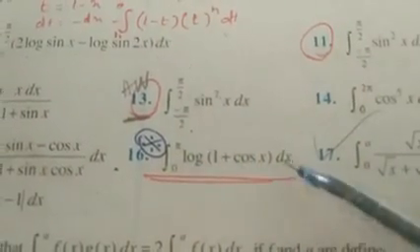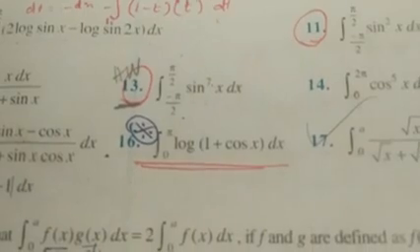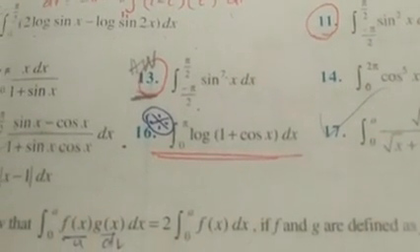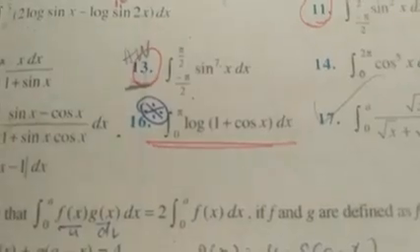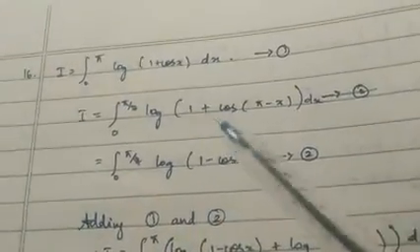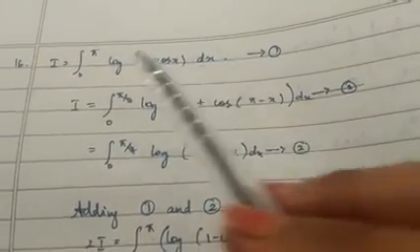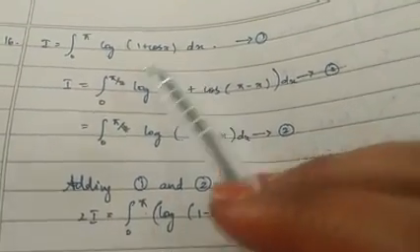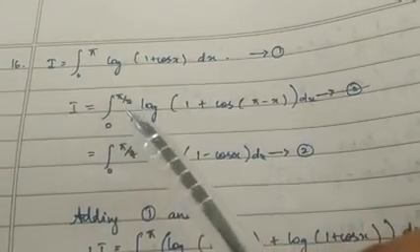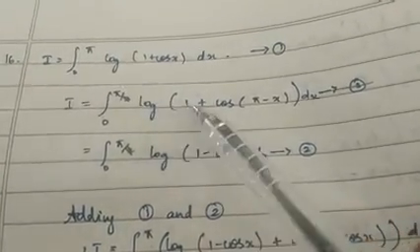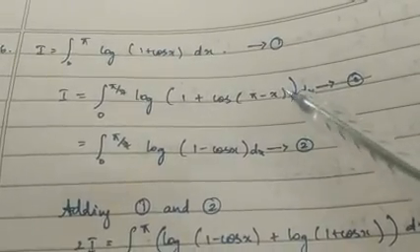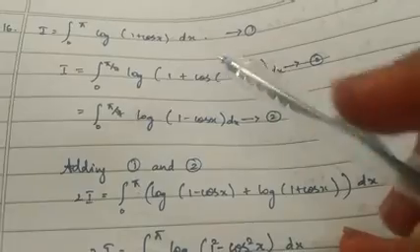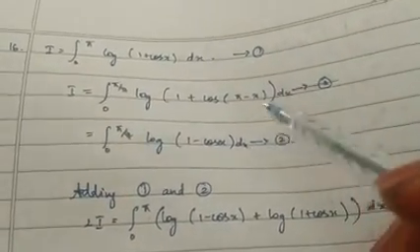And the 16th sum, integral from 0 to pi of log of 1 plus cos x dx. As I told, it is the same as the example sum. I will tell a few steps, and you proceed after that. I equal to the integral from 0 to pi of log of 1 plus cos x dx. Since the limit is pi, in the place of x you can apply pi minus x by applying the property. Therefore, I equal to the integral from 0 to pi of log of 1 plus cos of pi minus x dx. If you are applying the property, you need to add the first integral, the question, and the second integral after applying the property.